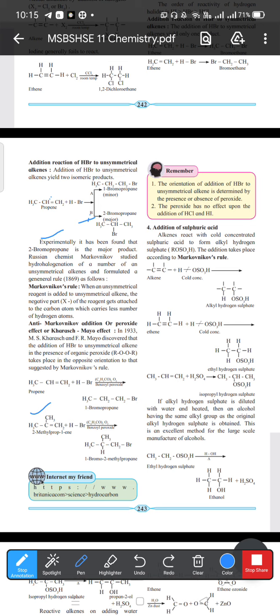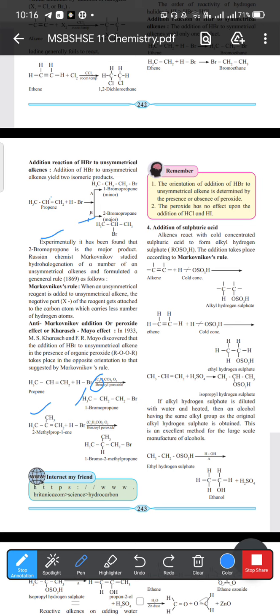Anti-Markovnikov rule says that when an unsymmetrical reagent adds to an unsymmetrical alkene, then the negative part of the reagent, Br minus, goes to that carbon of the alkene which has more number of hydrogen atoms. Among the CH and CH2, the CH2 carbon has more hydrogen atoms across the carbon-carbon double bond. That's why this Br goes to CH2. So we'll get the product CH3CH2CH2Br. And in the next reaction also, in the same way, we'll get 1-bromo-2-methylpropane.